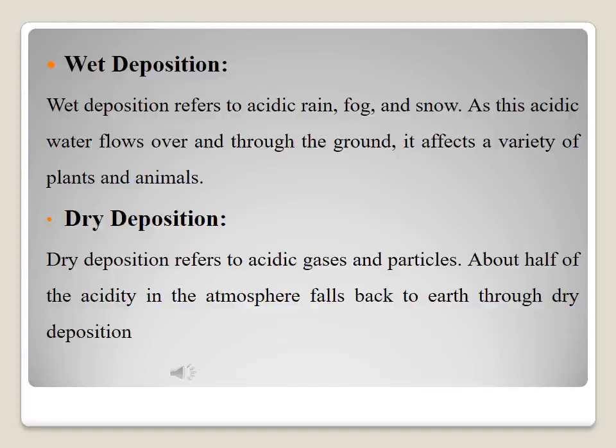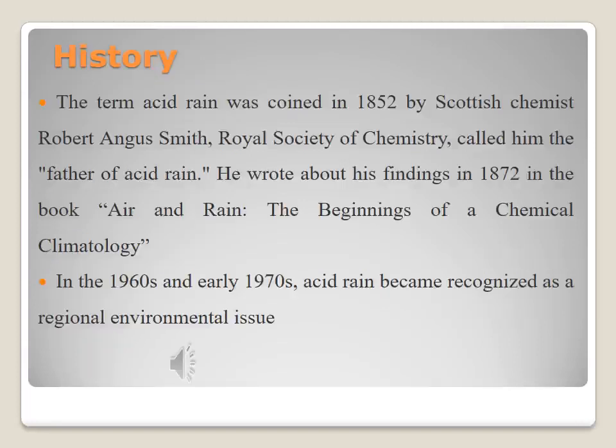On the other hand, dry deposition refers to acidic gases and particles. About half of the acidity in the atmosphere falls back to Earth through dry deposition. The term acid rain was coined in 1852 by Scottish chemist Robert Angus Smith. The Royal Society of Chemistry called him the father of acid rain. He wrote about his findings in 1872 in the book Air and Rain: The Beginnings of a Chemical Climatology.